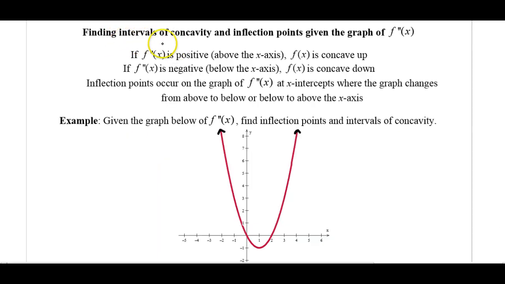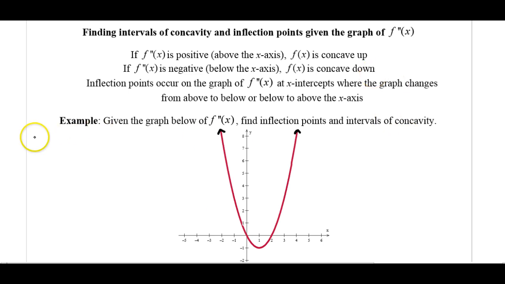Alright, so finally we're going to find intervals of concavity and inflection points given the graph of f double prime of x. What we want to remember is that if the second derivative is positive, or above the x-axis, f is concave up. If the second derivative is negative, or below the x-axis, f of x is concave down. So that means inflection points are going to occur on the second derivative at x-intercepts, where the graph changes from above to below or below to above the x-axis. So in this example, we're given the graph of the second derivative of x, and we want to find inflection points and intervals of concavity.